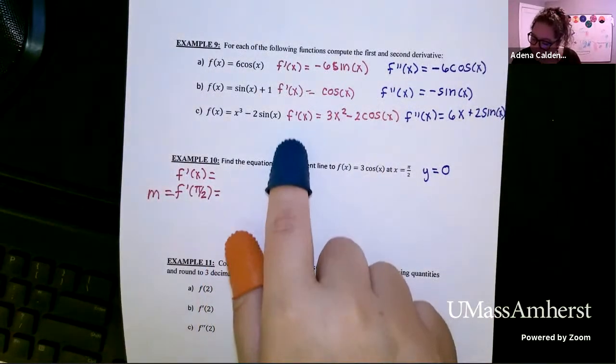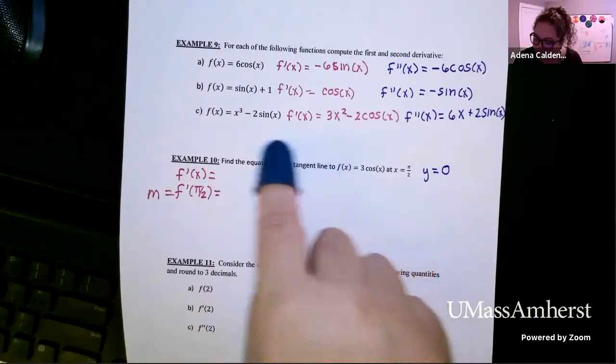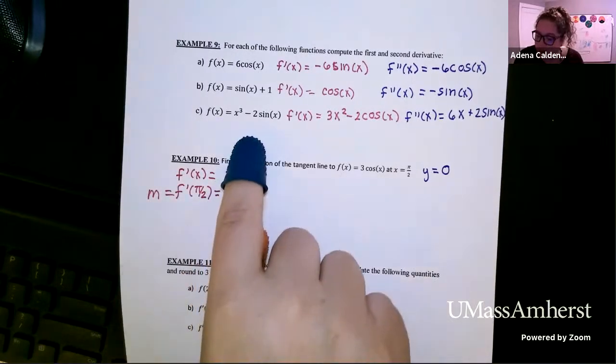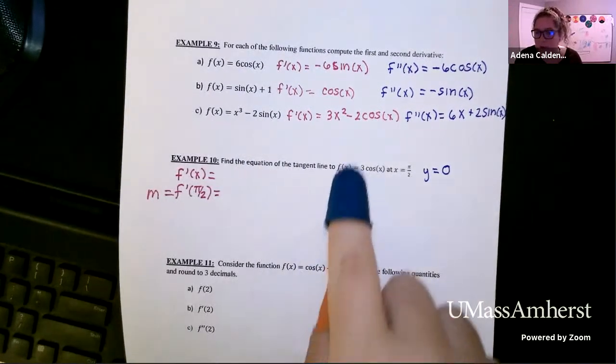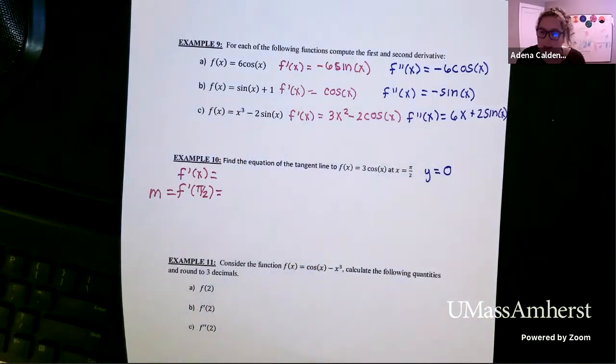And then for our third, we have this x cubed term that comes in. So when we take our first derivative, that becomes 3x squared minus, and then we have 2 sine x. So the 2 has to multiply the derivative of sine. So we end up with minus 2 cosine x.